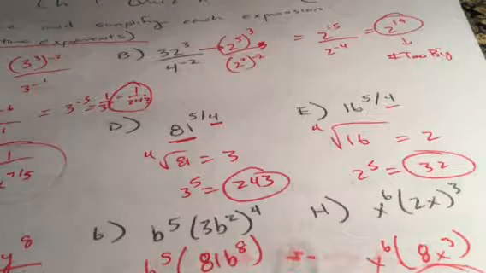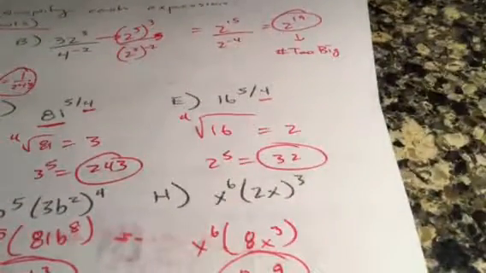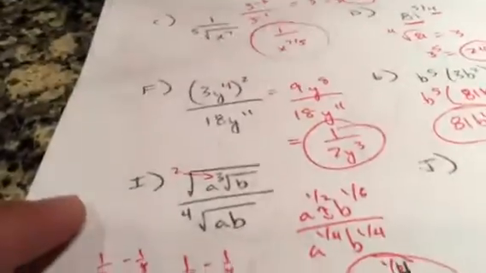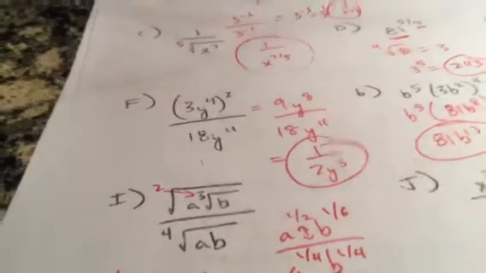First off, I just took the 4th root of 81, which is 3. Then I took 3 and raised it to the 5th power. Same thing here: take the 4th root of 16, that's 2, then do 2 to the 5th power. There's F. Make sure to square 3. Some of us are forgetting to do that. So it's just 1 in the numerator.